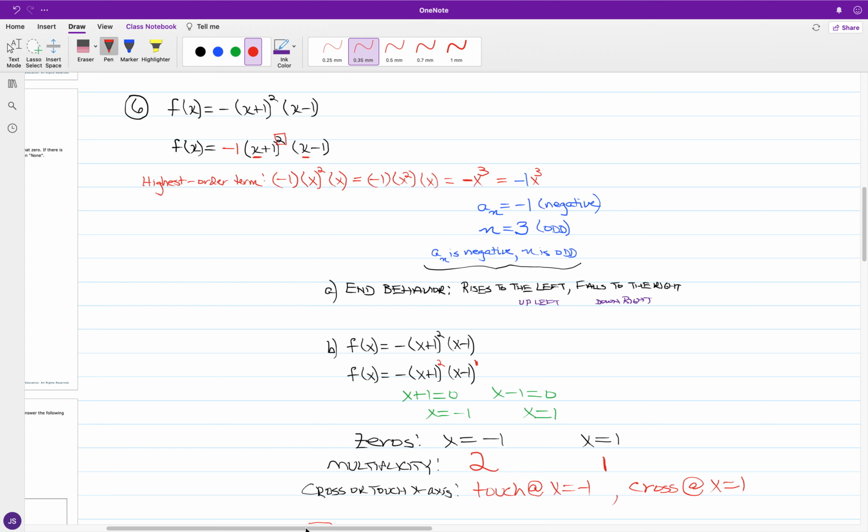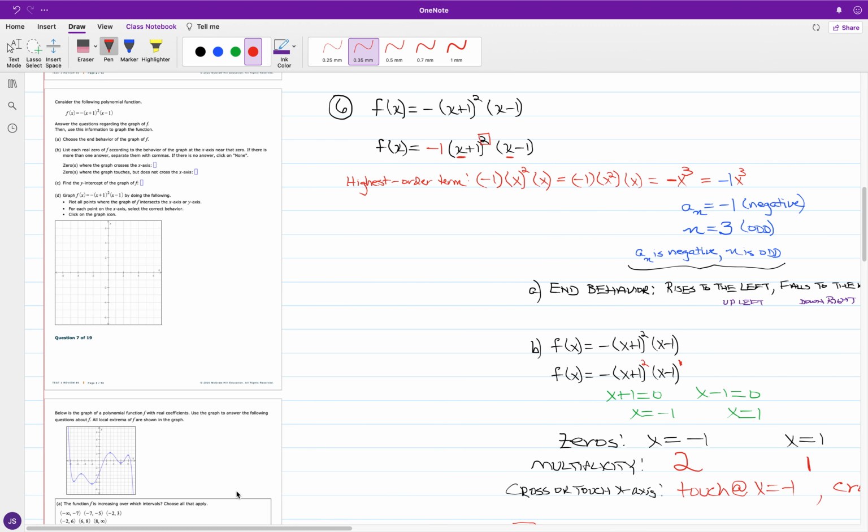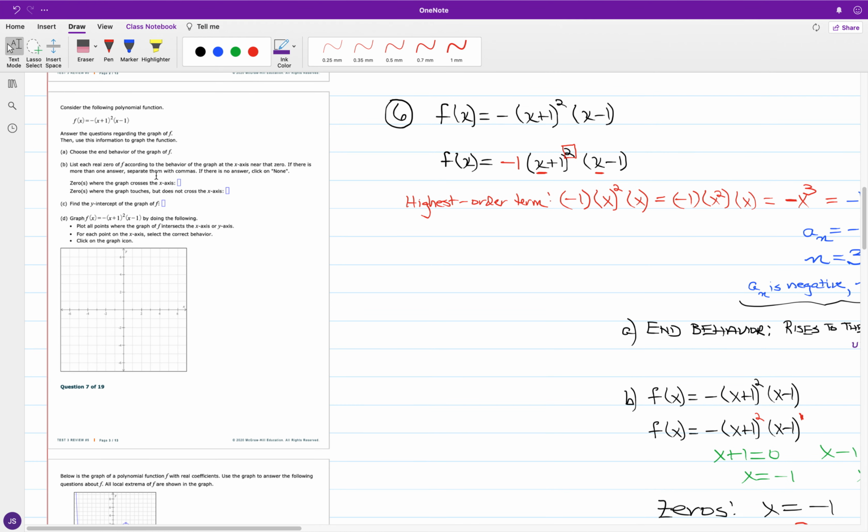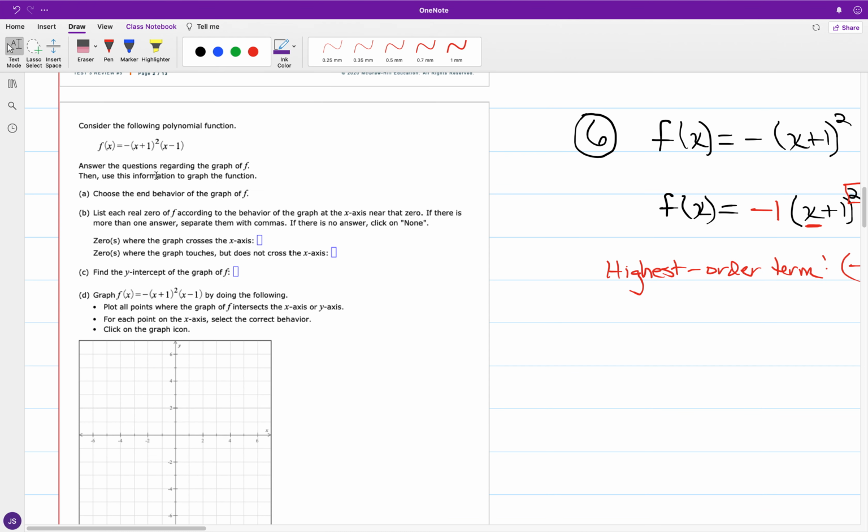Okay, so for what we have within the framework here, we've already got the end behavior, and for the zeros where the graph crosses the x-axis, again, that was at 1. And where the graph touches but does not cross the x-axis, again, that was at negative 1. So in this case, we have 1 and negative 1.